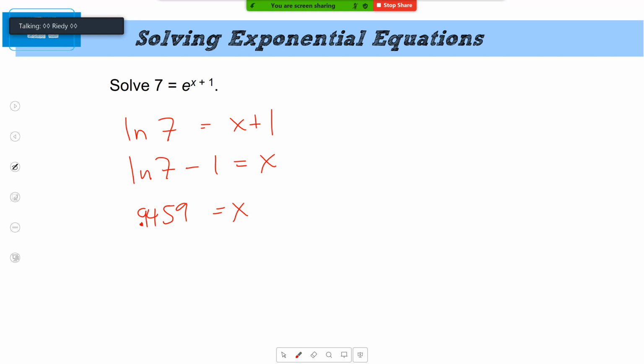Some of you may have learned a different method to solve this, and that is the natural log of both sides trick.